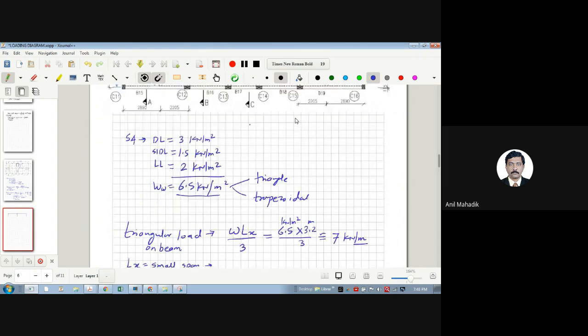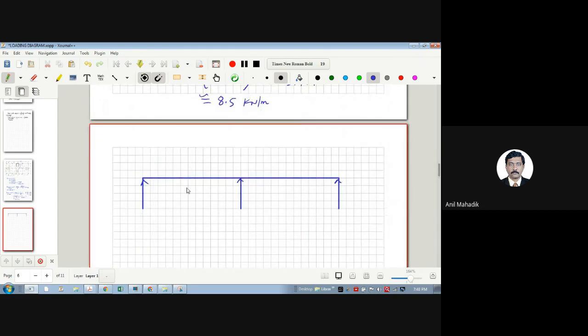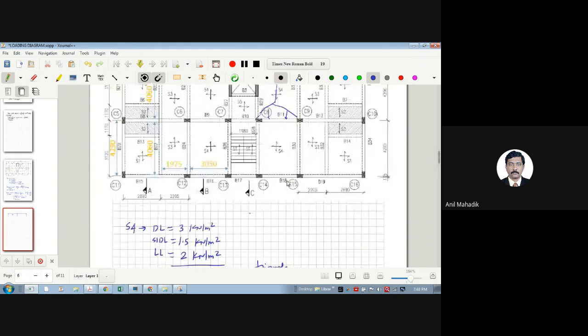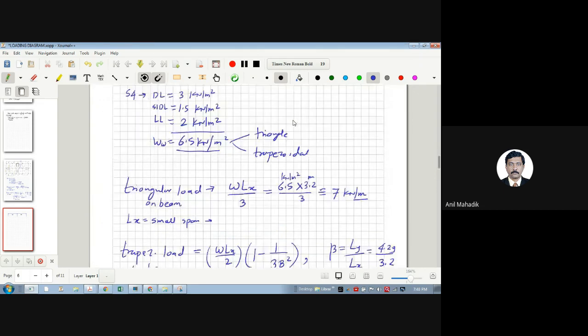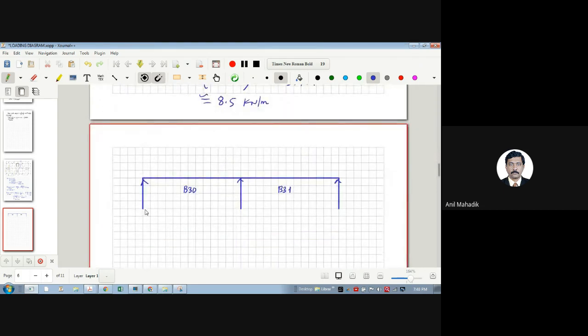B30, B31. So this beam is my B30. This beam is my B31. And the column numbers are C15, C9 and C3. This is my C15. These are supports. These arrows mean supports.